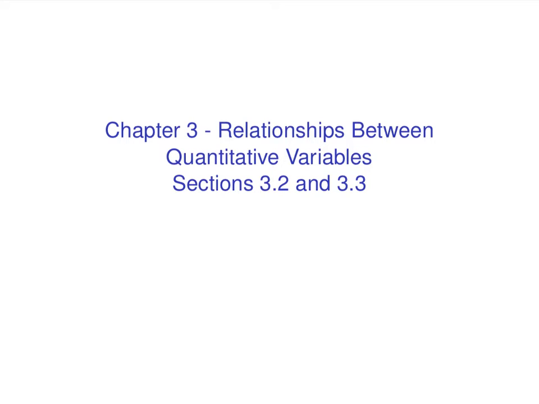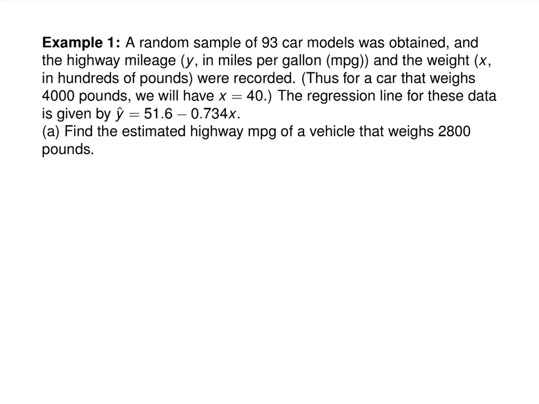In this lesson, we are going to continue our study of relationships between quantitative variables. So first, let's look at a regression line. This one is a little bit more complicated than the previous regression lines that we saw. A random sample of 93 car models was obtained, and the highway mileage, Y, in miles per gallon, and the weight, X, in hundreds of pounds were recorded.